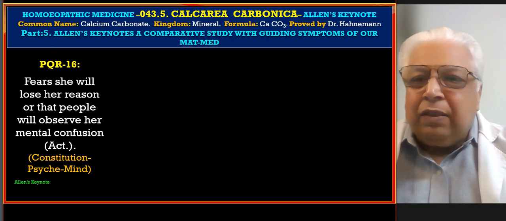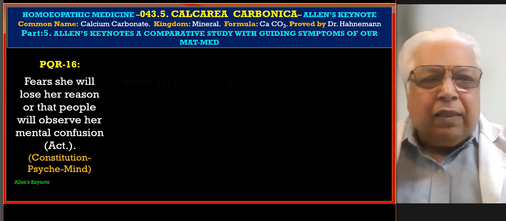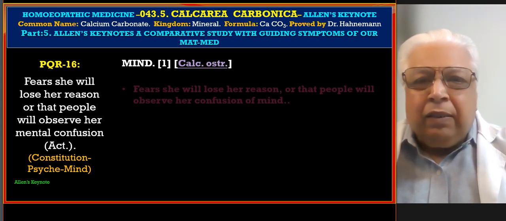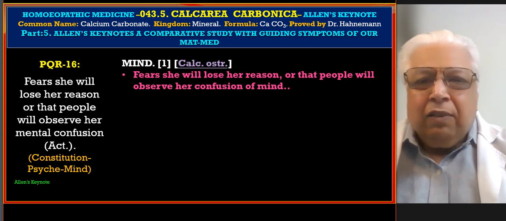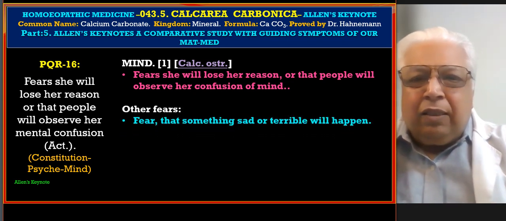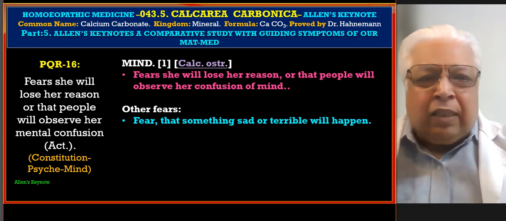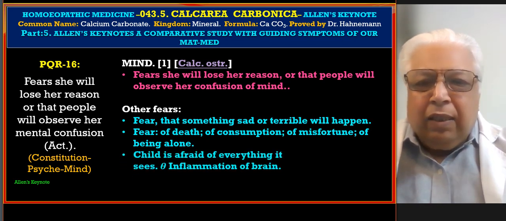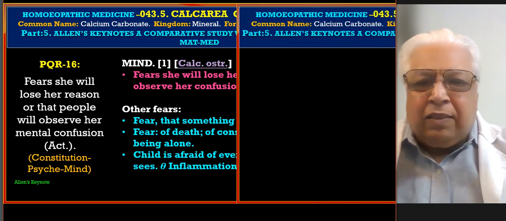Friends, we are dealing with PQR 16, fears she will lose her reason or that people will observe her mental confusion. This is a mental general, and we find the reference in mind section, chapter 1, first grade representation, fears she will lose her reason or that people will observe her confusion of mind. Other features in the mental section, we find fear that something sad or terrible will happen, fear of death, of consumption, of misfortune, of being alone. Child is afraid of everything he sees.